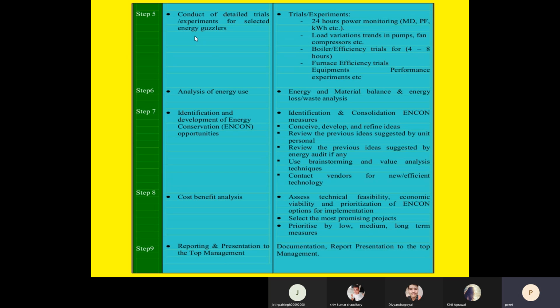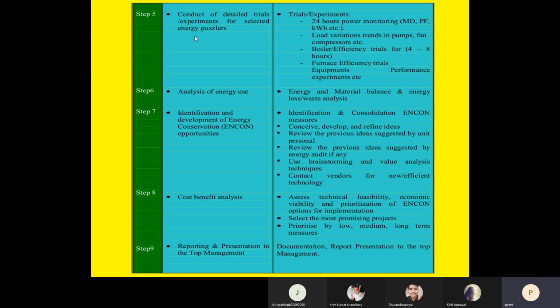In step 8, cost benefit analysis is done, which leads to technical feasibility assessment, economic viability assessment, and prioritization of every aspect, deciding which process should be done first so that we get more cost benefits. Selection of the most promising project is done. Measures are given priorities: low priority, medium priority, and high priority.